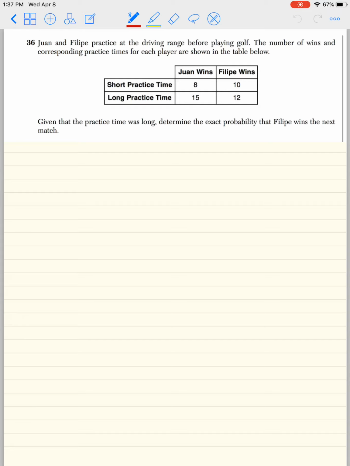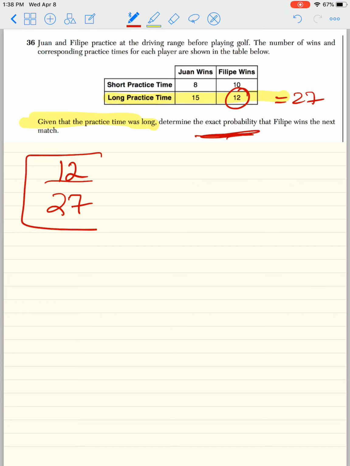Juan and Felipe practice at the driving range before playing golf. The number of wins and corresponding practice times for each player are shown in the table below. Okay, given that the practice time was long, given that it was long, so out of this, how many are there? 27. Determine the exact probability that Felipe wins the next race. So how many of them belong to Felipe? I hope I pronounced his name right. Okay, Felipe wins the next match is going to be this guy here.